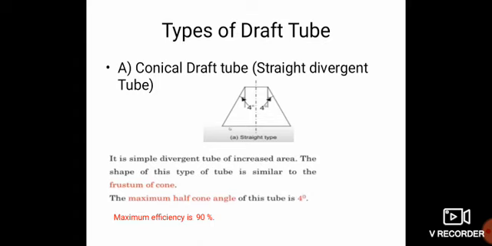How to find the efficiency of the draft tube we will discuss later, but shortly I would like to say it is the ratio of the conversion of kinetic energy into pressure energy to the inlet kinetic energy of the turbine. So this is the efficiency of the draft tube. The next slide will cover the efficiency of the draft tube.